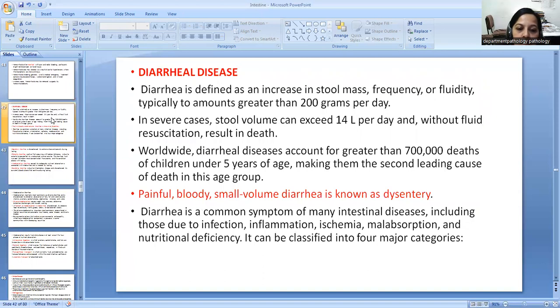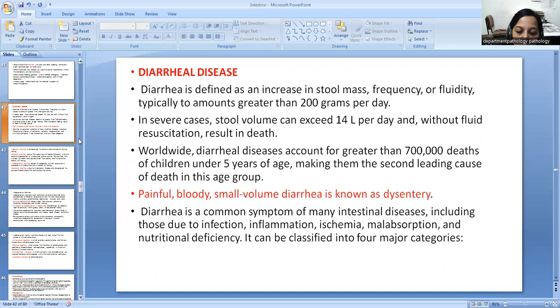Diarrheal disease. Diarrhea is defined as an increase in stool mass, frequency, or fluidity, typically to amounts greater than 200 grams per day. In severe cases, the stool volume can exceed 14 liters per day and, without fluid resuscitation, result in death. Worldwide, diarrheal diseases account for greater than 700,000 deaths of children under 5 years of age, making them the second leading cause of death in this group. Painful, bloody, small volume diarrhea is known as dysentery.